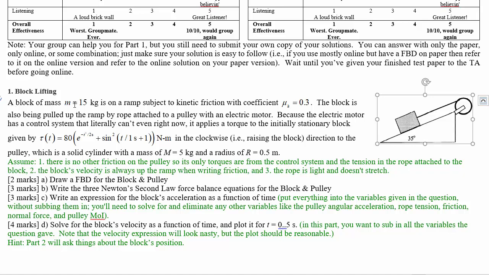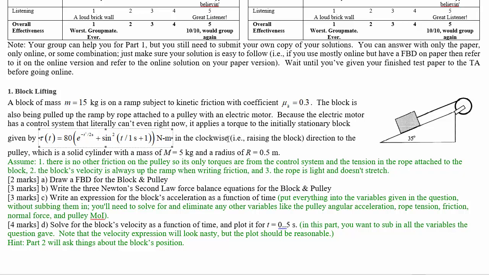Block lifting. A block of mass 15 kilograms is on a ramp subject to kinetic friction with that coefficient. The block is also being pulled up the ramp by a rope attached to a pulley with an electric motor. Because the electric motor has a control system that literally can't even right now, it applies a torque to the initially stationary block given by this equation. So we've got some negative t squared over 2 seconds there, some sine squared of t over 1 second plus 1, some pretty complicated things. Definitely going to want numerics in order to deal with this.